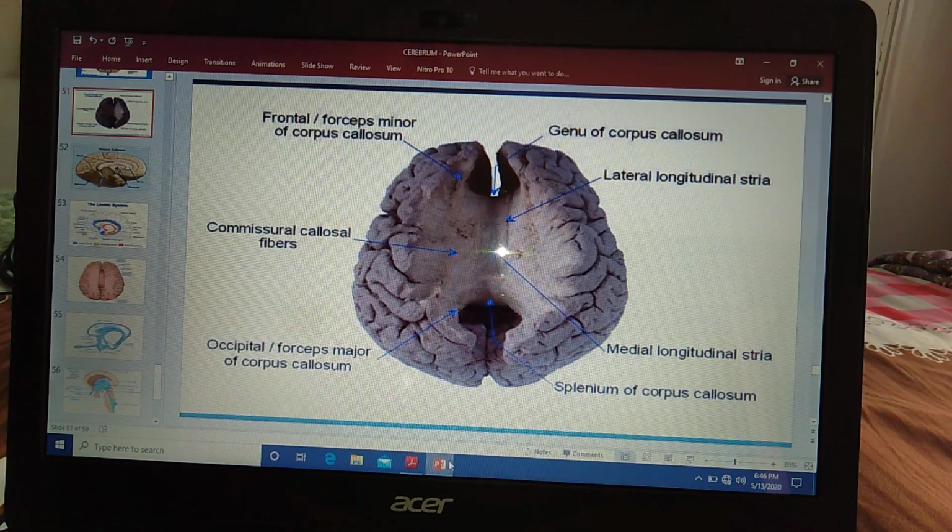Parts of the brain connected by it. The corpus callosum connects all the parts of the cerebral cortex of the two sides except the lower and the anterior parts of the temporal lobes, which are connected by the anterior commissure.